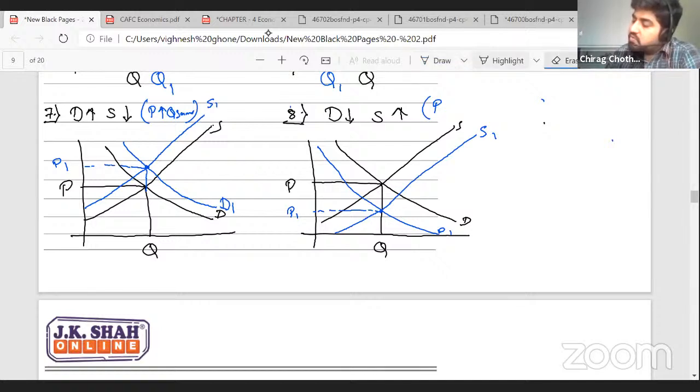So equilibrium price decreases. And what happens to the equilibrium quantity? It remains same. So when demand decreases and supply increases in the same proportion, equilibrium price will decrease and equilibrium quantity will remain same. Clear? Let's go ahead.